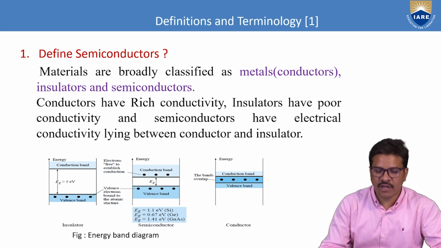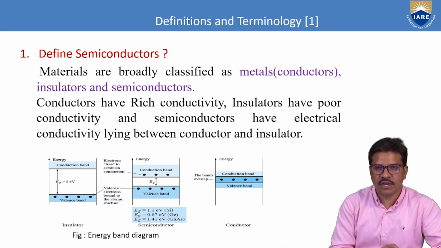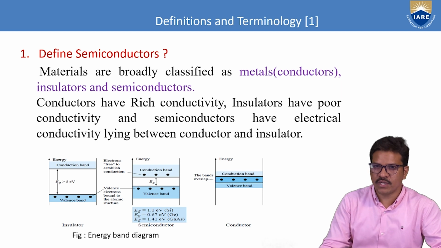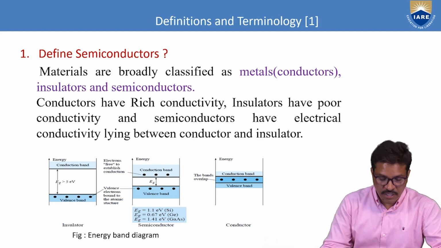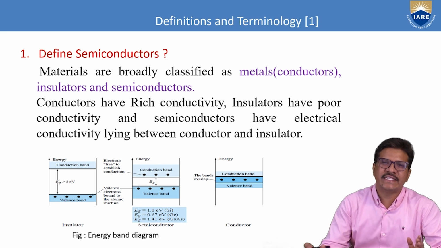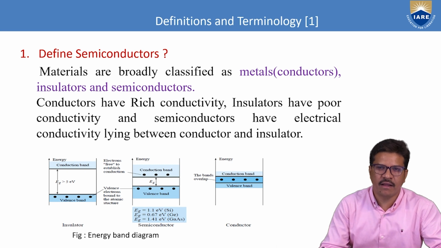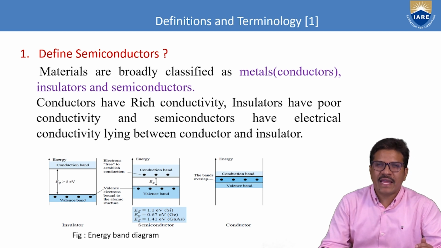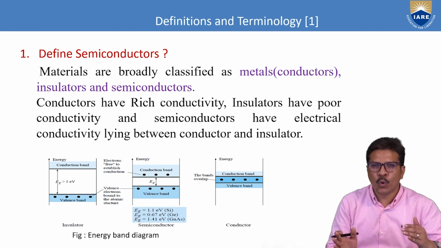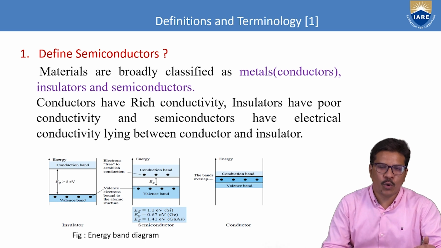If you see this figure, it is the energy band diagram for all three materials. The left side is the insulator, the middle is the semiconductor, and the right side is the conductor. An energy band diagram is a group of energy levels of a particular material or atom. These energy levels can be grouped into the valency band and the conduction band. Initially, all charge carriers are present in the valency band.